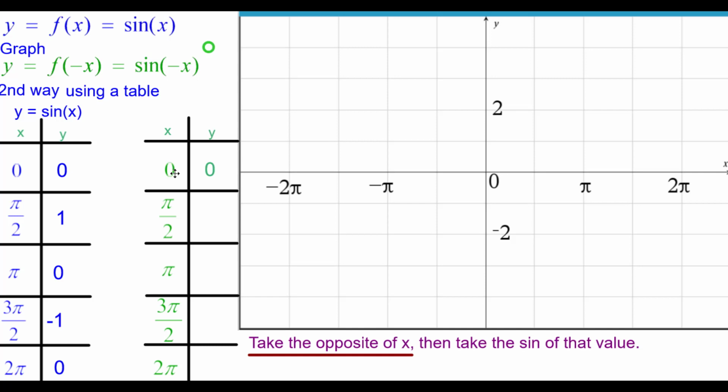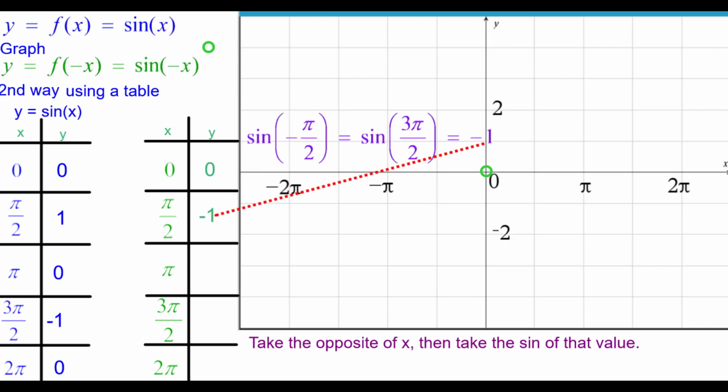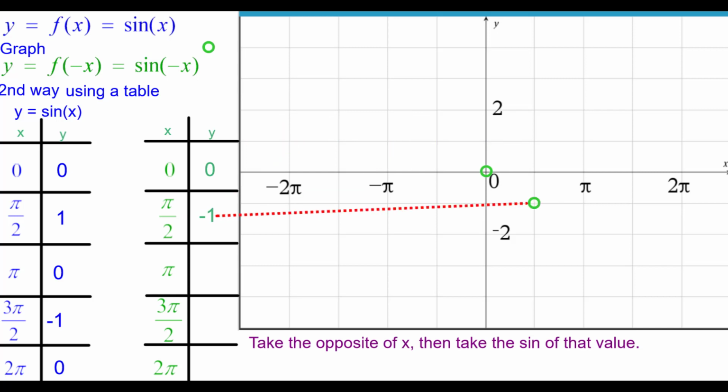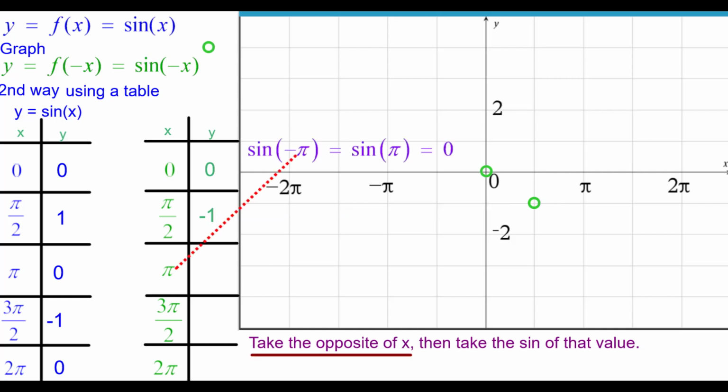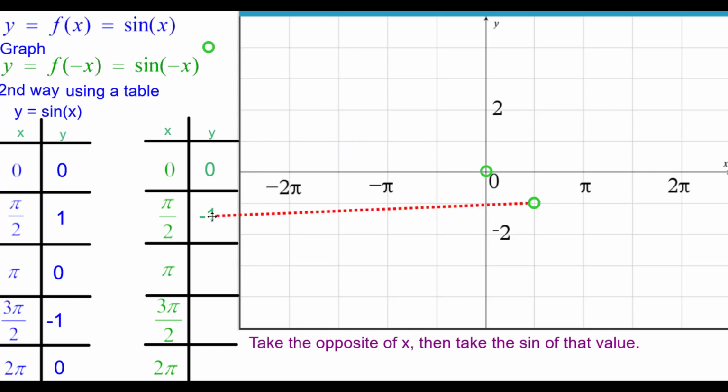So the sine of the opposite of 0 is the same as the sine of 0, which is 0. The origin stays there. However, the opposite of pi over 2 is negative pi over 2, and the sine of negative pi over 2 is exactly the same as the sine of positive 3 pi over 2. They land in the same spot on the unit circle, and they are a period, 2 pi, apart. So that's going to be equal to negative 1. So the sine of the opposite of pi over 2 is negative 1. But notice we're plotting pi over 2 comma negative 1. This is our x value. We take its opposite to get the y value.